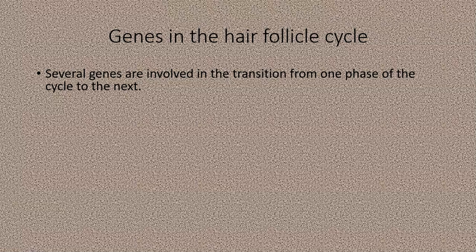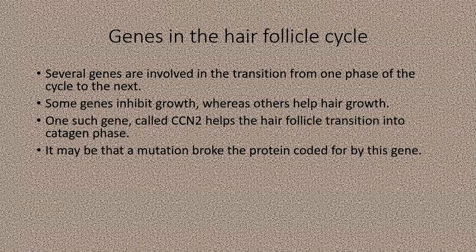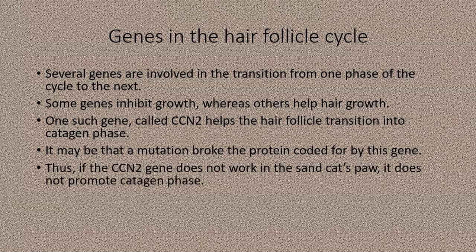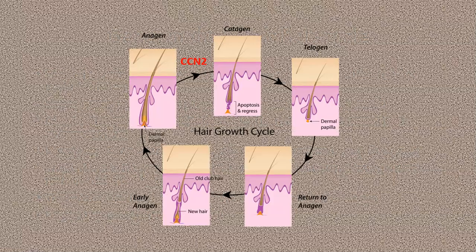So genes in the hair follicle cycle, what kinds are there? Several genes are actually involved in the transition from one phase of the hair follicle cycle to the next. Some genes inhibit growth, whereas others help hair growth. One such gene, called CCN2, helps the hair follicle transition into catagen phase. Now, it may be that a mutation broke the protein coded for by this gene. Therefore, if the CCN2 gene does not work in the sandcat's paw, it does not promote catagen phase. Therefore, the hair follicle doesn't break down but remains. Hence, the sandcat's furry paw.